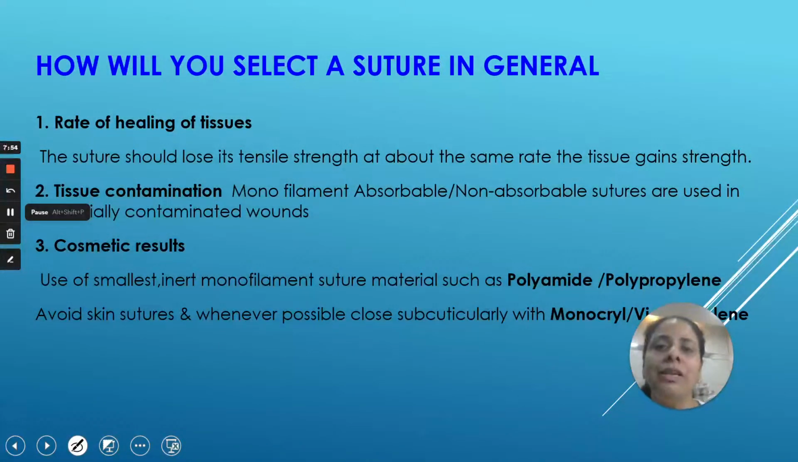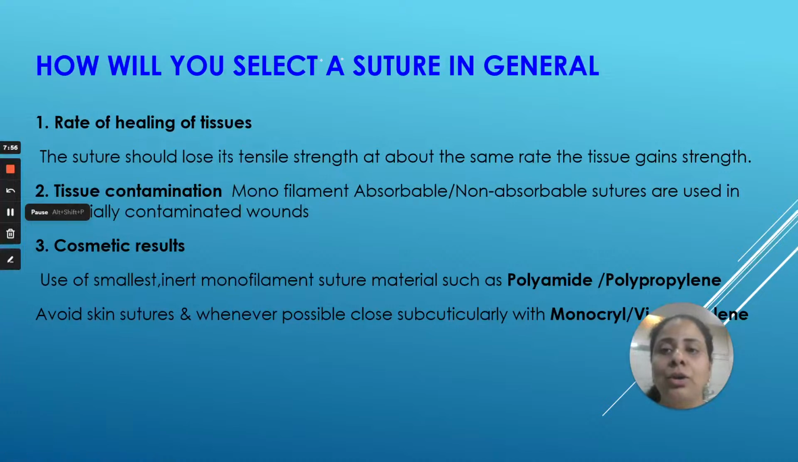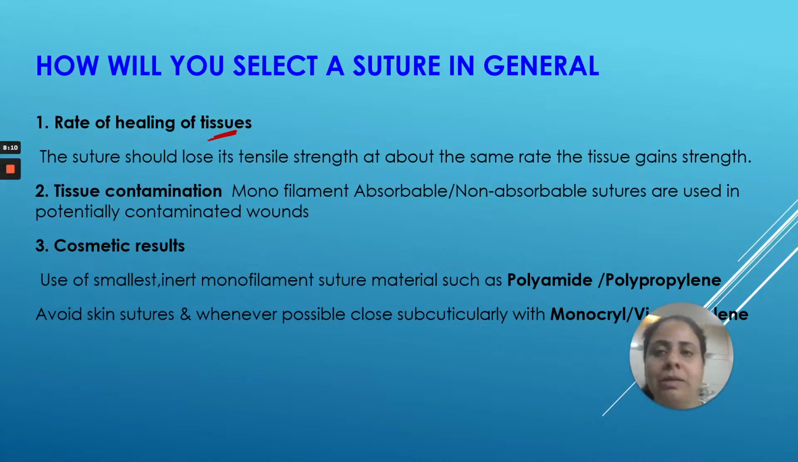So how will you select a suture in general? You will select it according to the rate of healing of the tissue. That means if the tissues are healing slowly, you need a suture which retains its tensile strength for a longer period of time. Suppose if you are suturing the skin, it should retain its tensile strength for say 2 to 3 weeks. But if you are suturing in the oral cavity, 7 to 10 days are enough.